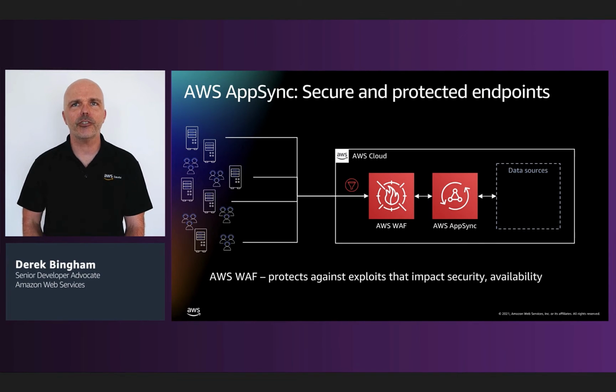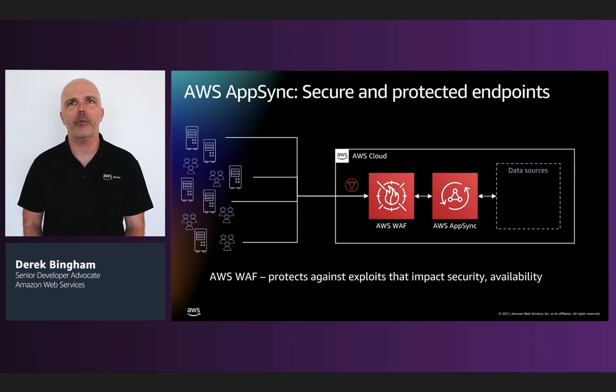As with auth, we're just talking about making sure that your API provides the experience that your customers have come to expect from it. So AppSync provides DDoS protection for every API that you configure. This means it's built to withstand attacks and can scale accordingly to absorb those attacks. Additionally, it also integrates with AWS WAF to provide additional firewall rule functionality for your API. With AWS WAF, you can actually protect against exploits that impact the security and availability of your API.